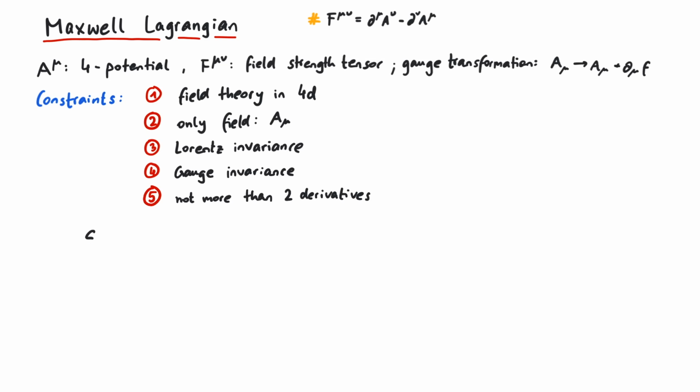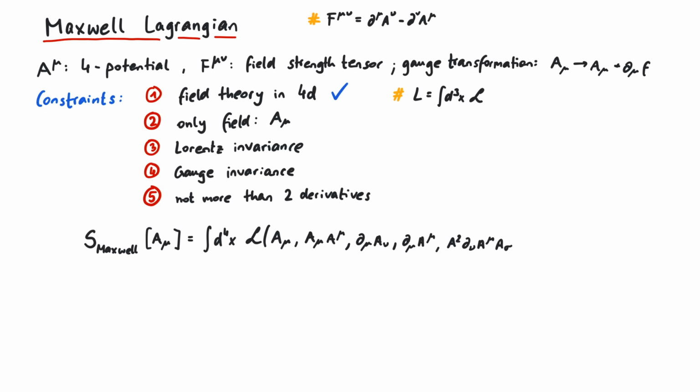Now we can work out how the Lagrangian must look. The first condition means that we should work with a Lagrangian density instead of a Lagrangian function. For the second point, we write the action as a functional of A_mu and the Lagrangian as a function of A_mu in all possible ways. In order to be Lorentz invariant, we always have to pair up our indices. This drastically reduces the possible terms inside the Lagrangian.